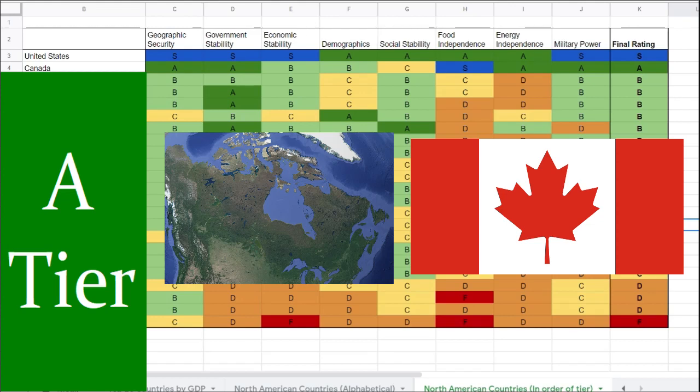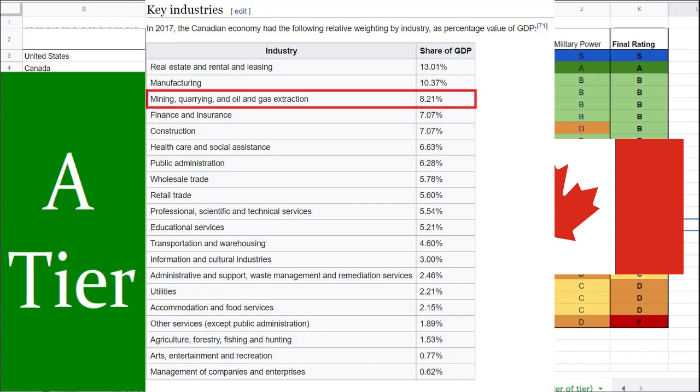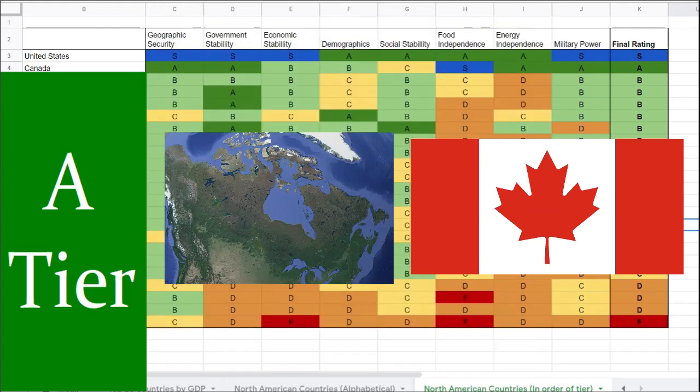Also, another negative. A good portion of Canada's economy is dependent on petroleum exports, but this is a problem. For one, Alberta, where most of the Canadian oil comes from, the oil there is what you call bitumen, which is actually the hardest oil to refine.